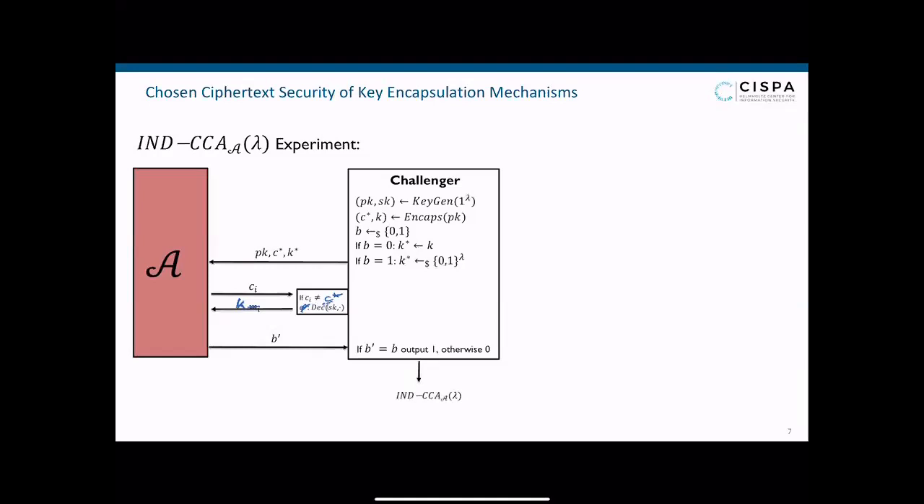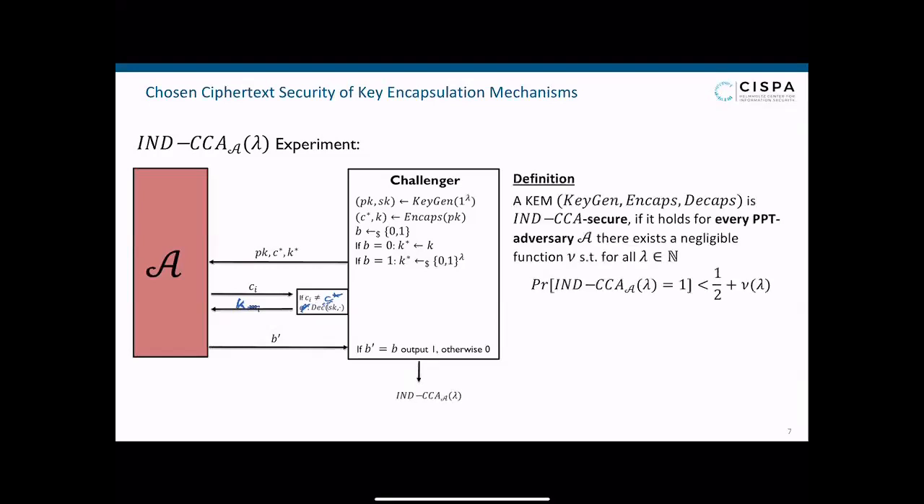And again, the same thing. If he guesses B correctly, he wins. And we say that a KEM is IND-CCA secure if, again, for every PPT adversary A, there exists a negligible function nu such that for all lambda, his winning probability is bounded by 1/2 plus nu of lambda, as before. We've seen by now really many of these definitions. We're still going to see two more next week, but we're almost done.